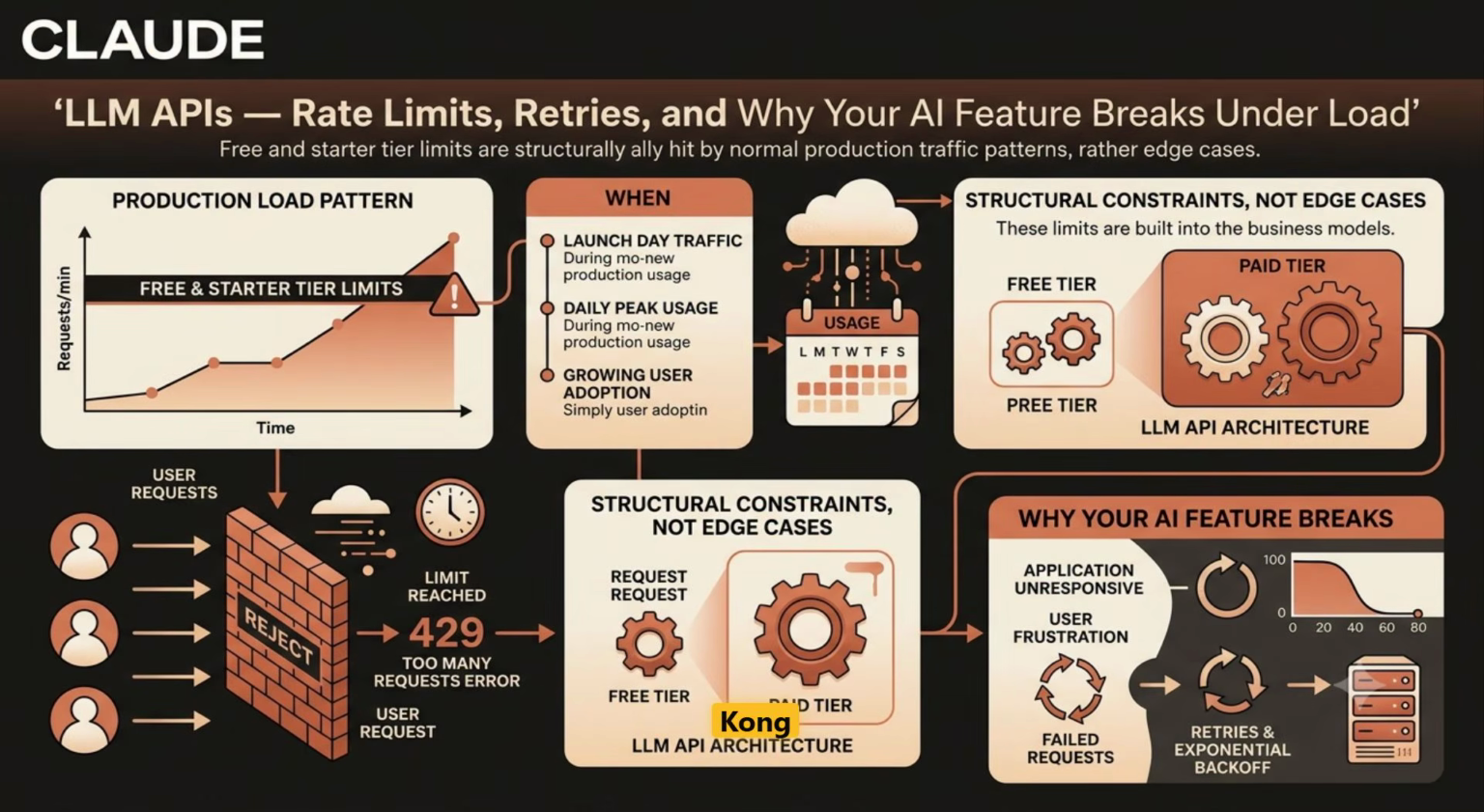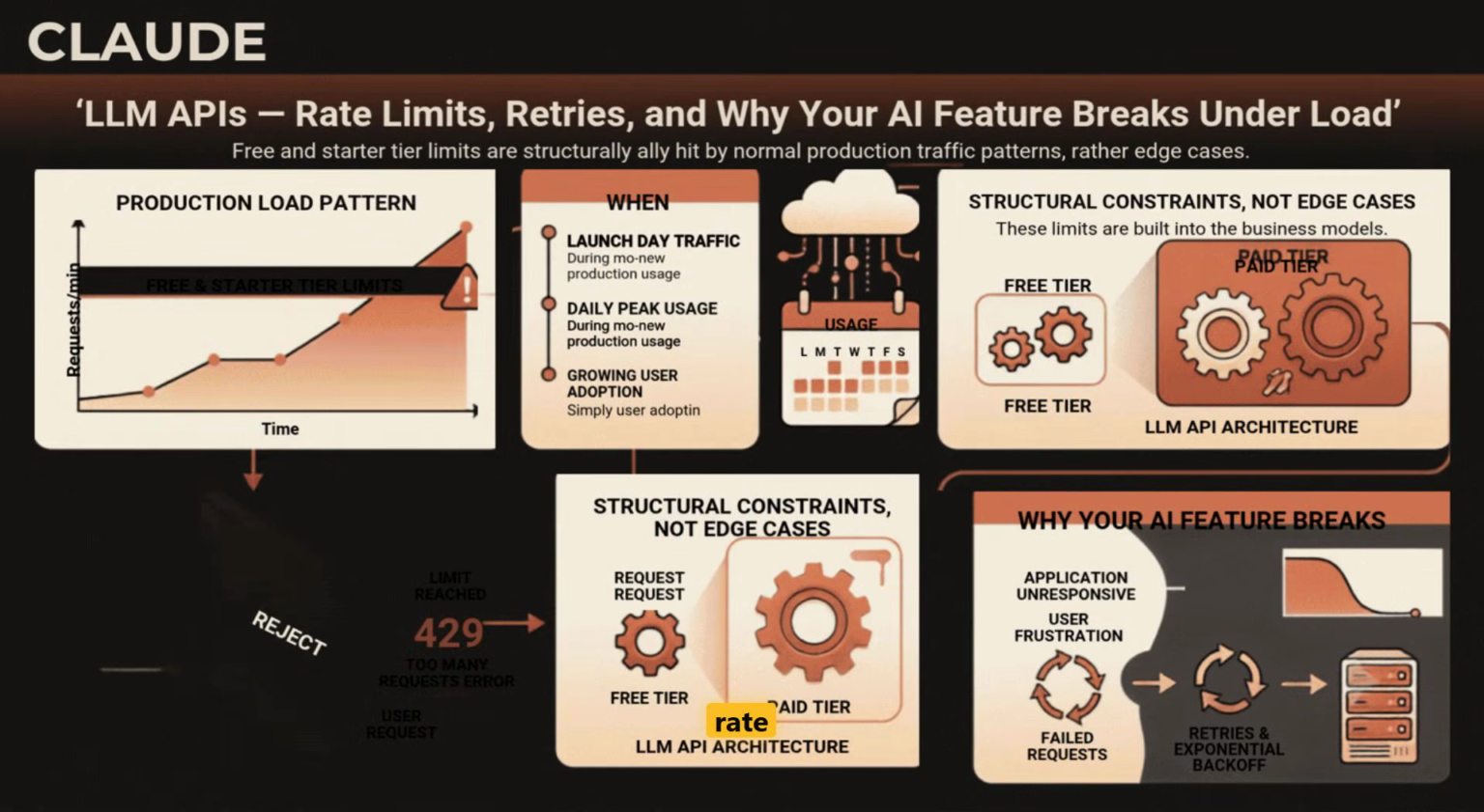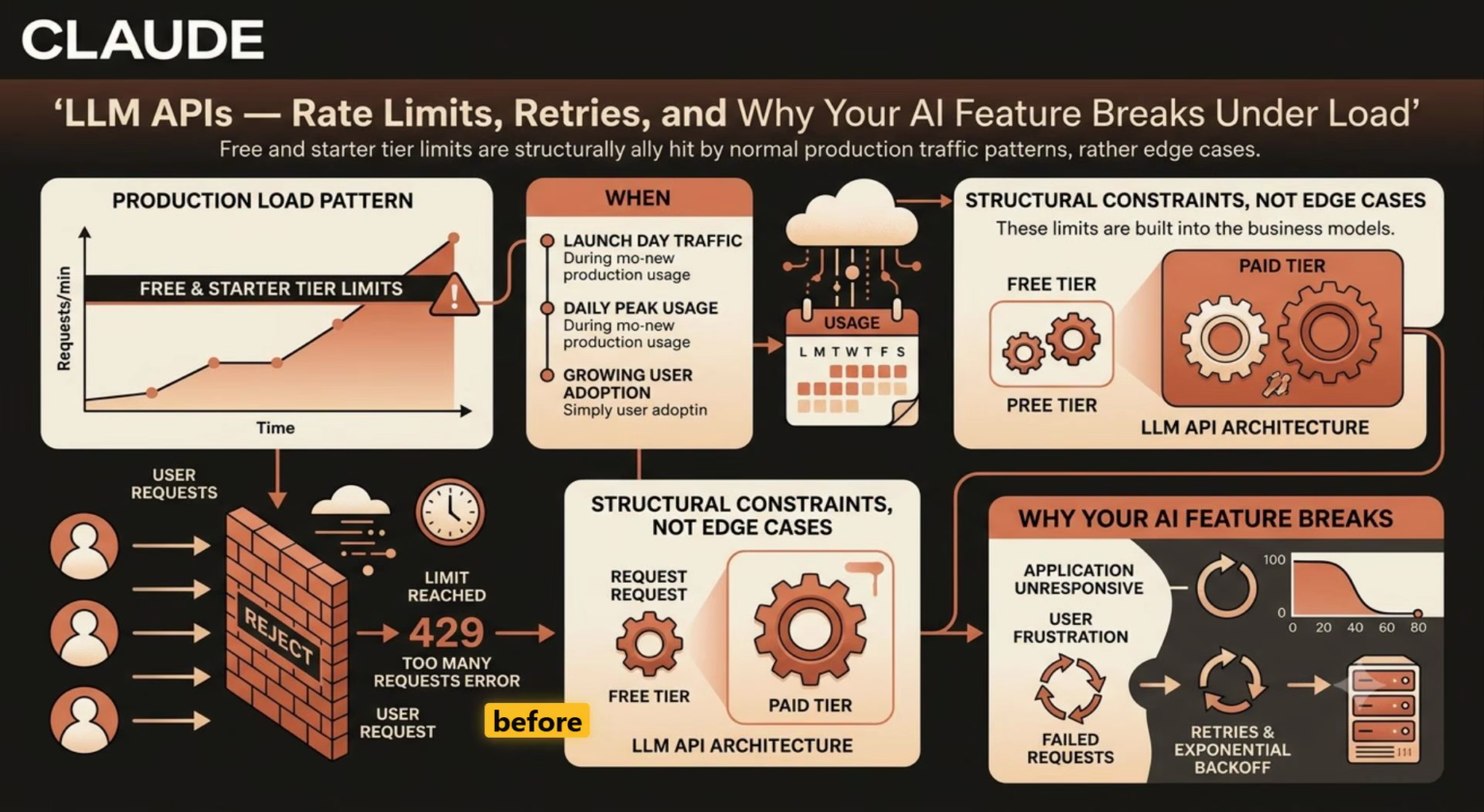2 tools solve this today, LiteLLM and Kong API Gateway. Here's the key difference between them. LiteLLM handles provider fallback routing in code, while Kong manages rate limits at the network edge before traffic touches your app. Rate limits are not bugs in your code, they are hard rules of the platform. Now let us look at how the concept itself works.